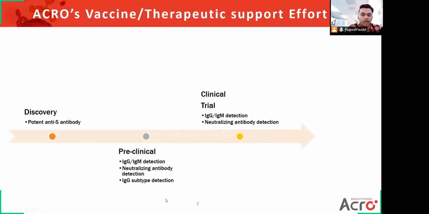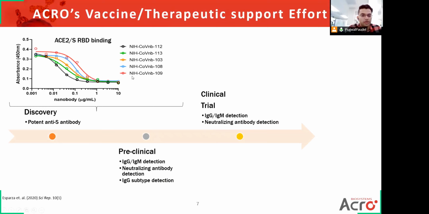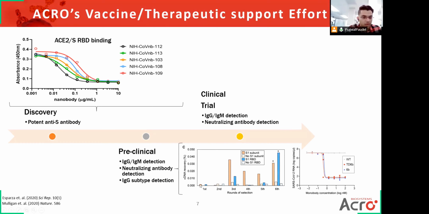ACRO's development of reagents and kits has had a measurable effect in supporting rapid vaccine and therapeutic development, all the way from discovery to preclinical to clinical stages. In fact, we have helped NIH researchers identify a novel protective nanobody that blocks ACE2 and S protein RBD binding with high potency. Antibody-like monobodies were discovered using ACRO's catalog of S protein and ACE2 and were found to neutralize SARS-CoV-2 infection in Vero E6 cells with sub-nanomolar IC50.